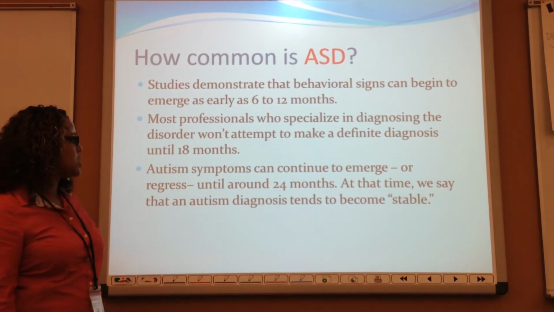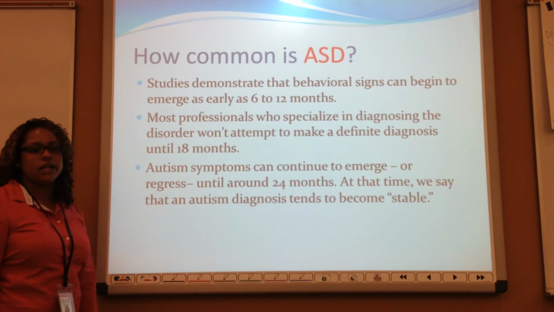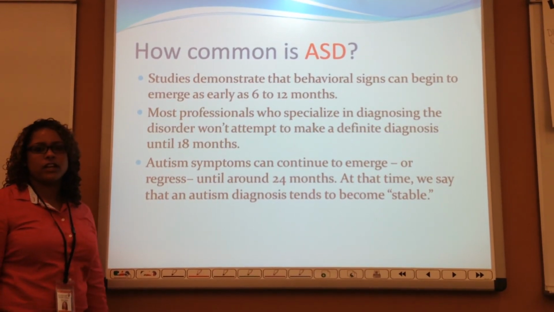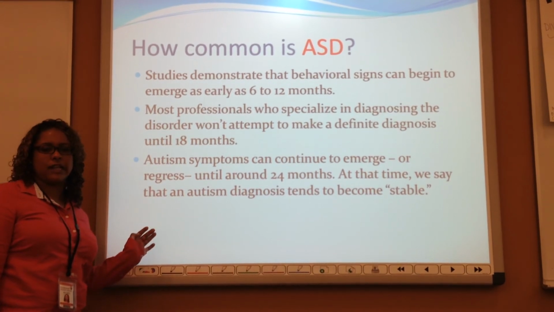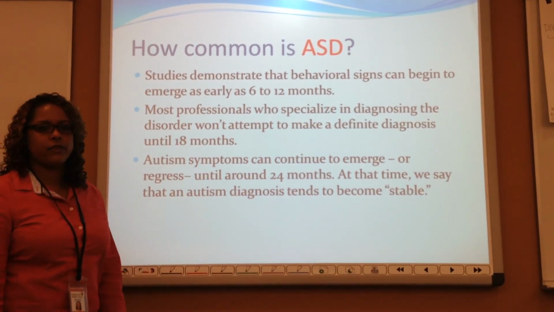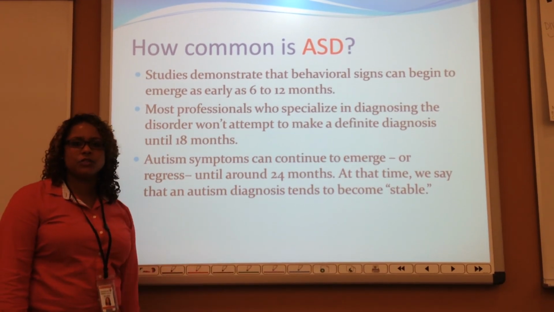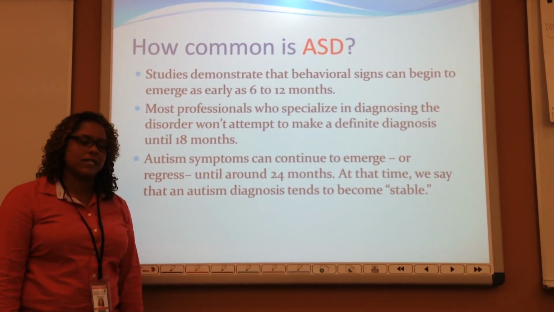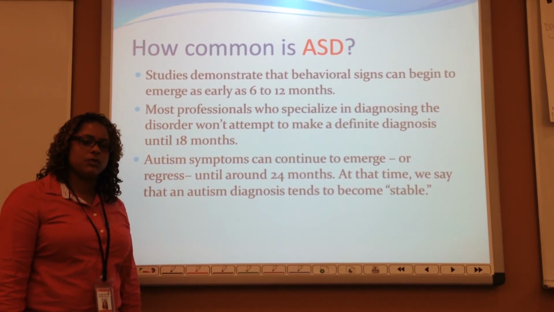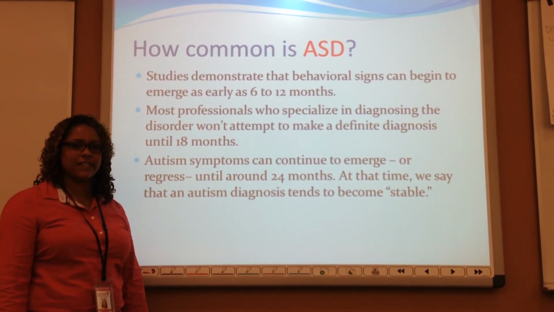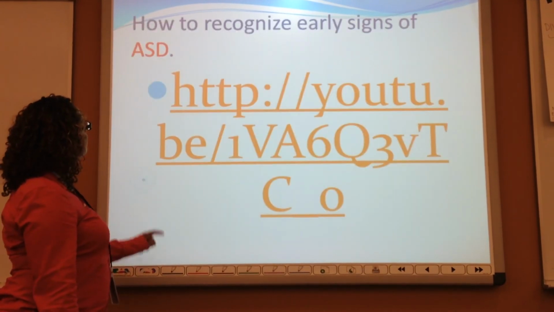Autism symptoms can also continue to emerge or regress. There are cases where people thought that their children had autism at a younger age, and then it just went away and they grew out of it. And then there are also cases where you have a perfectly fine 2-year-old walking around, learning, talking, and then one day they're not able to make a sentence anymore or look you in the eyes or things like that.